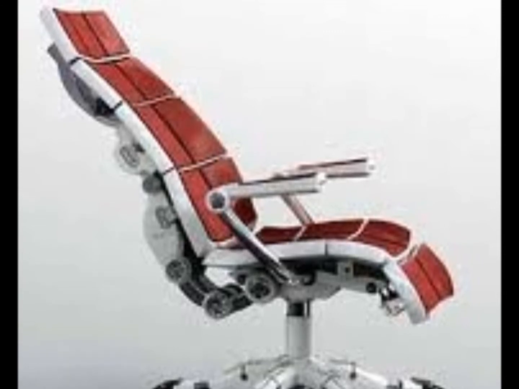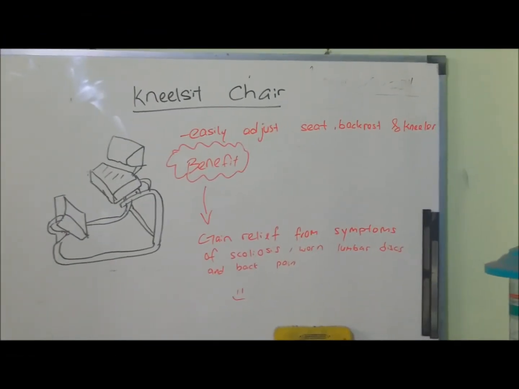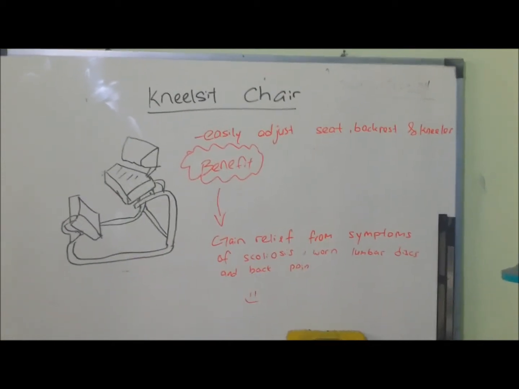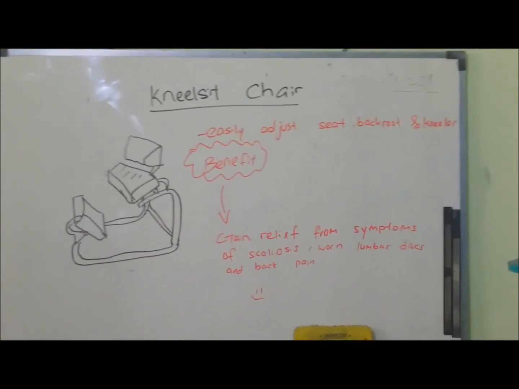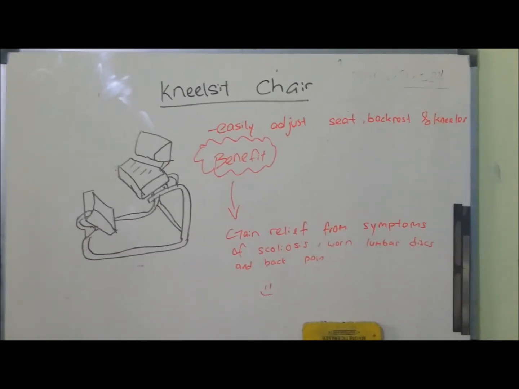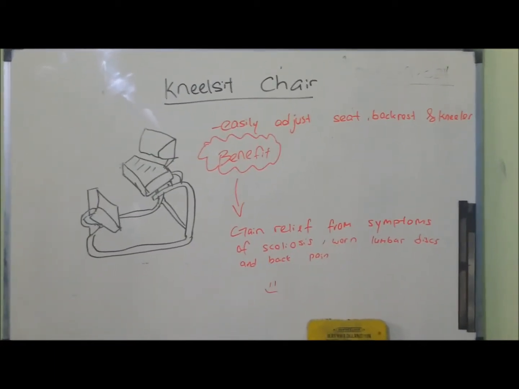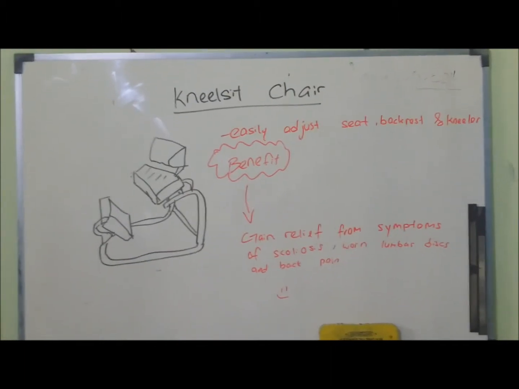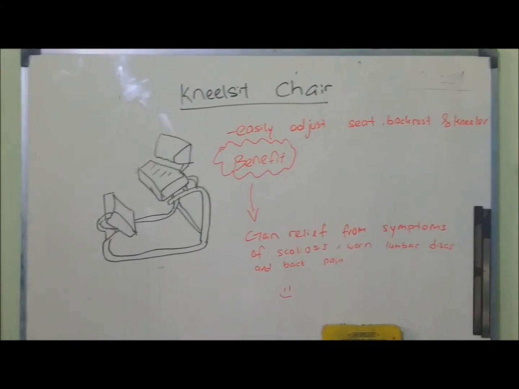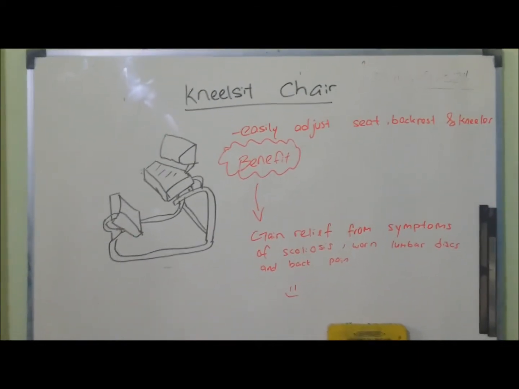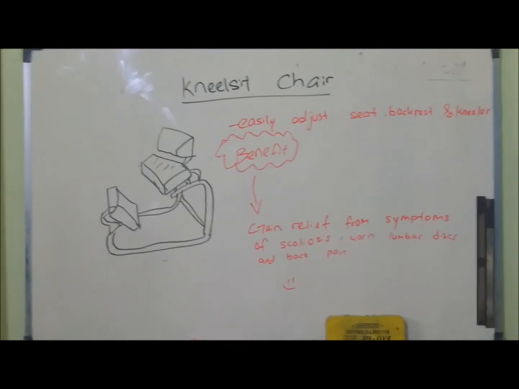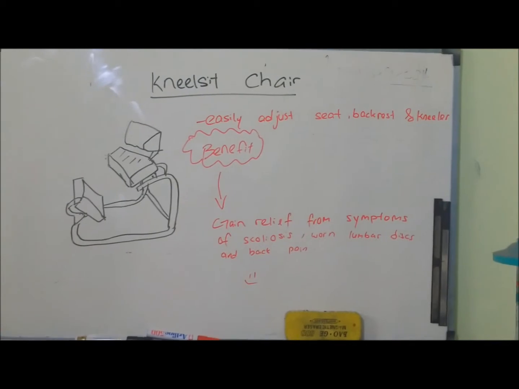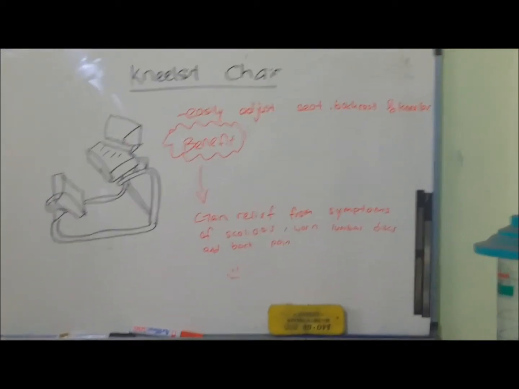Now I will share about how ergonomics corrects and prevents problems for this new seat chair. We can easily adjust the seat, backrest and kneeler until we find the exact position to aid our body in relieving pain, increasing alertness and enhancing motor skills. We can gain relief from the symptoms of scoliosis, sciatica, lumbar disc, and back pain when using the new seat ergonomic chair. So this chair actually helps a lot for those who have back pain.